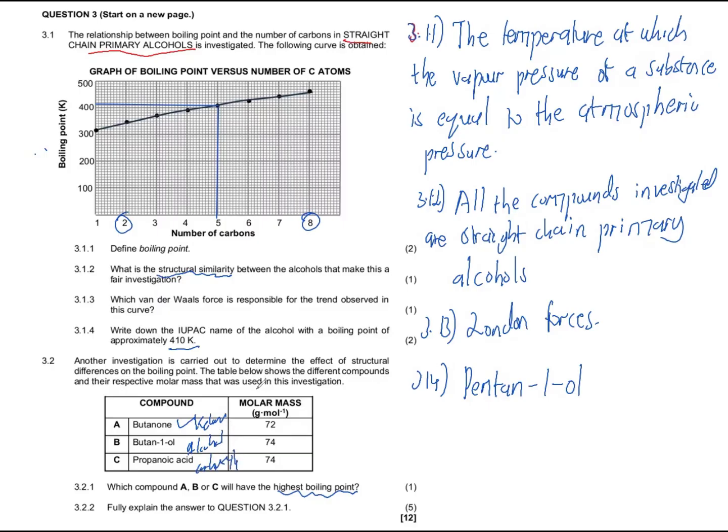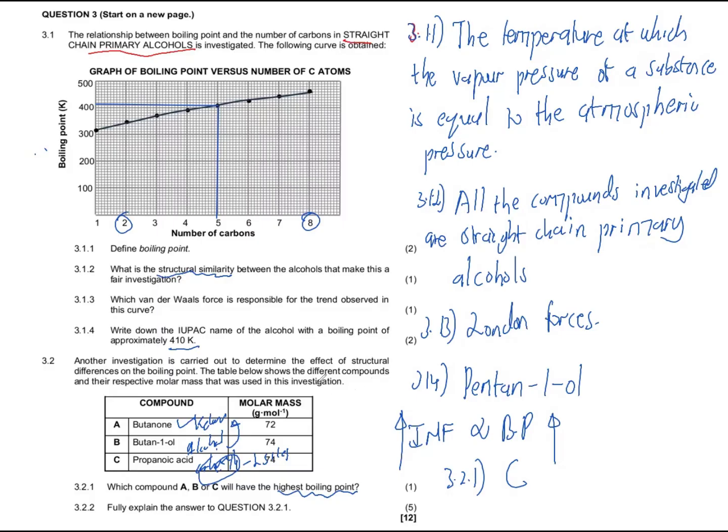Now, obviously, dipole-dipole forces, this one are hydrogen bonds, so these are stronger than that one. But then when we compare alcohol and carboxylic acid, as much as they both have hydrogen bonds, the carboxylic acid has 2 sides of hydrogen bonding, which makes it the one that will have the strongest intermolecular forces, and therefore the highest boiling point, because we know that intermolecular forces are directly proportional to the boiling point. So the stronger the intermolecular forces, the higher the boiling point. So that means for 3.2.1, we are going with C.